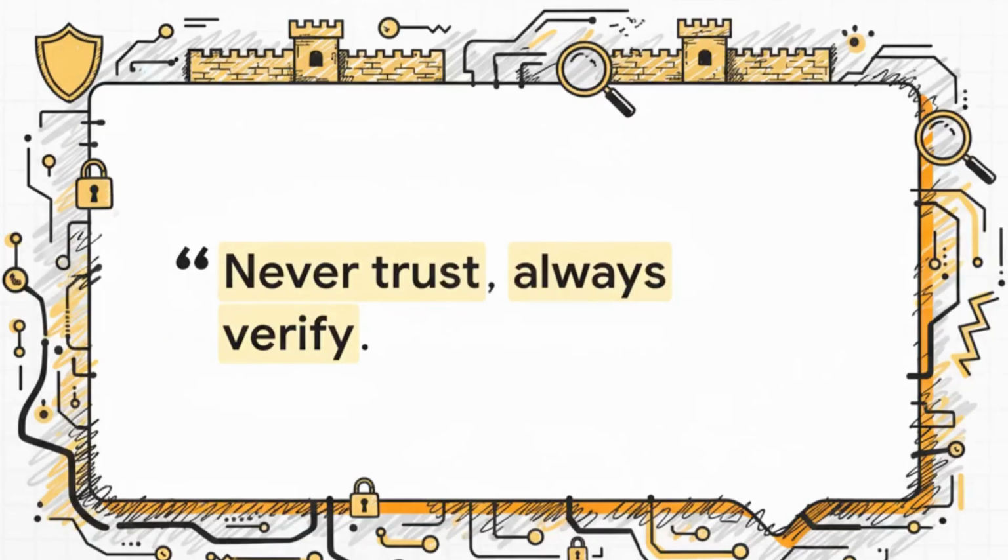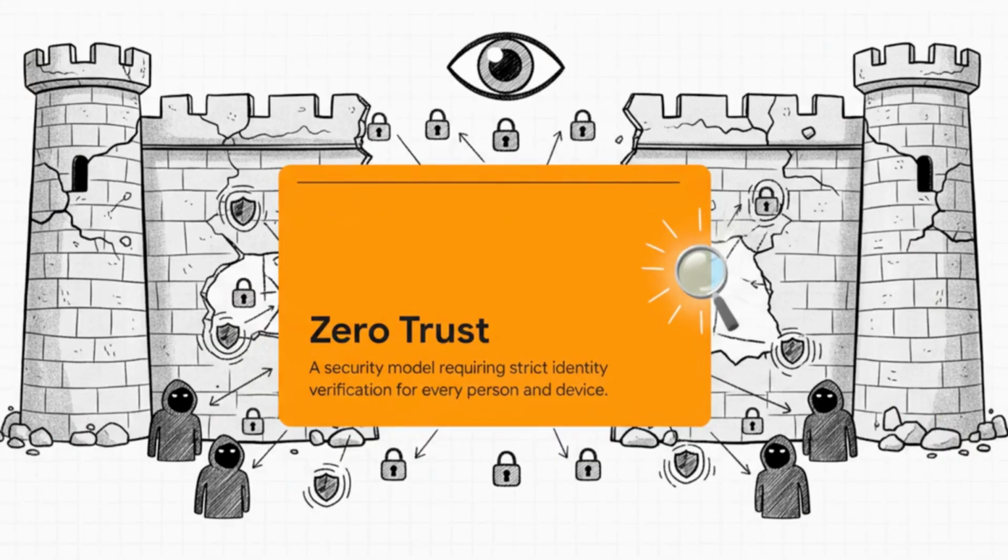This quote, right here, gets to the absolute heart of maybe the most important shift in modern security philosophy. It's a simple phrase, but it stands for a complete revolution in how we think about trust inside our networks. This whole philosophy is called zero trust. See, the old model was basically trust but verify. You had a strong perimeter, but once someone was inside, you generally trusted them. Zero trust completely throws that idea out the window.